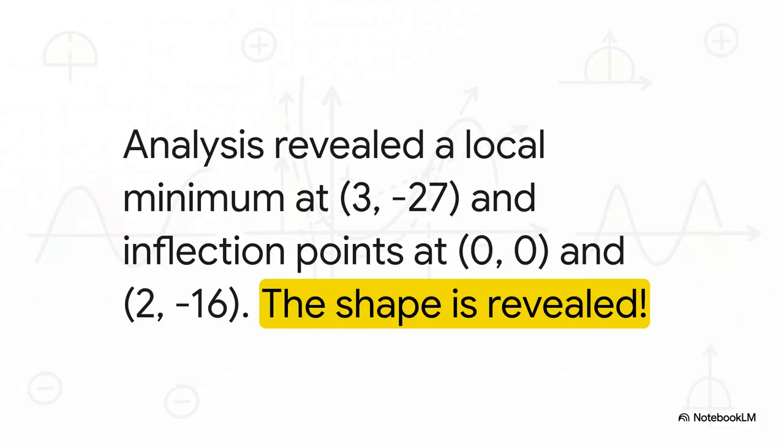And here is the payoff. Our analysis of the first derivative pointed to a local minimum at x equals 3. Our concavity chart showed us the bend changes at x equals 0 and x equals 2, giving us 2 inflection points. And if you look at the final graph, our detective work was perfect. The code is cracked, and the true shape is totally revealed.